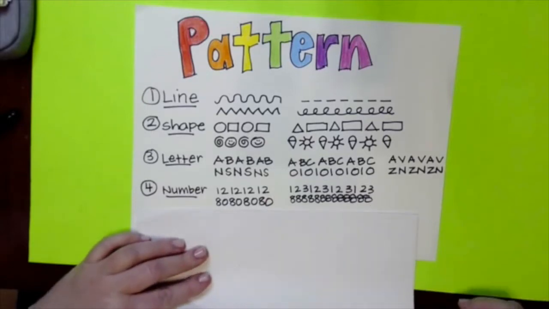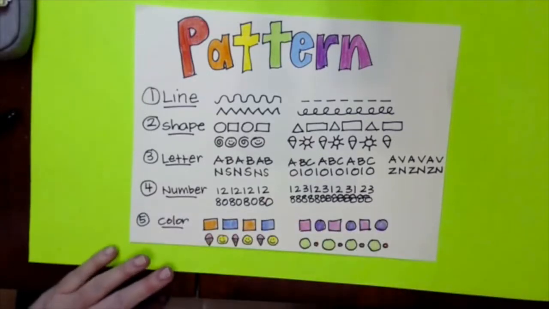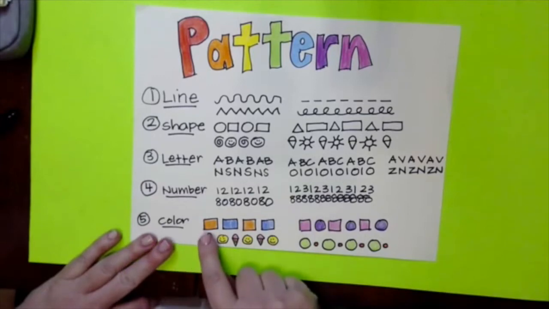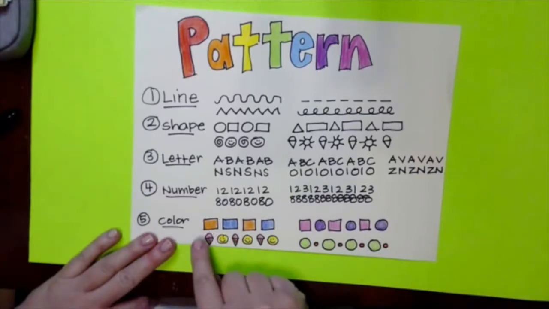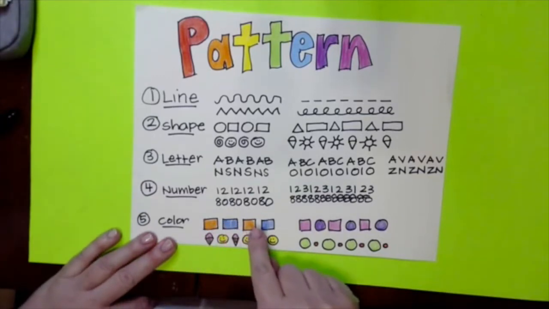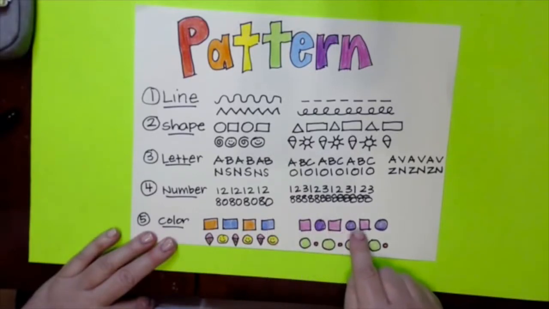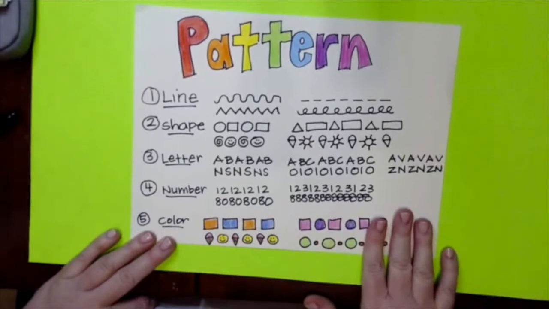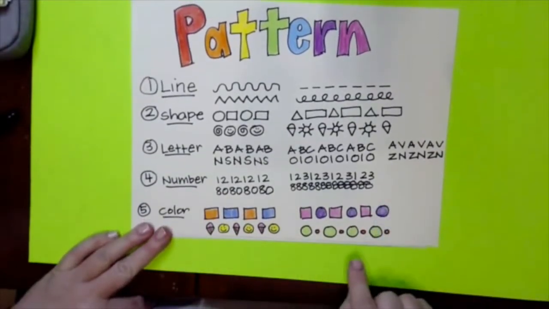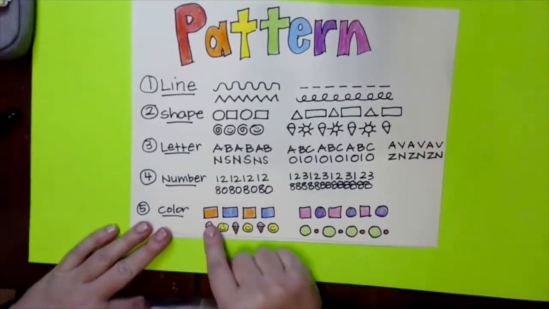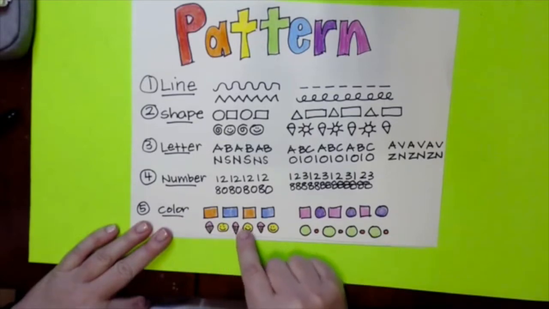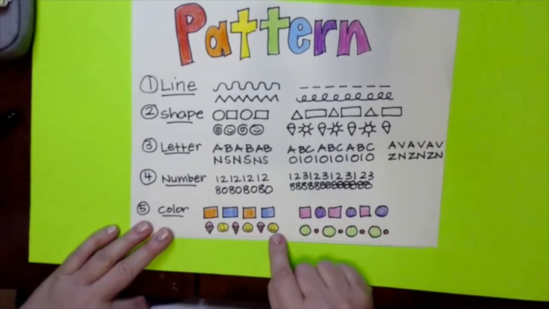And the final pattern is a color pattern. So we are repeating the color. So we're going orange, blue, orange, blue. And here we're going pink, purple, pink, purple, pink, purple. It doesn't matter what shape they are. We're just looking at the colors. Here we have pink ice cream, yellow sunshine, pink ice cream, yellow sunshine.